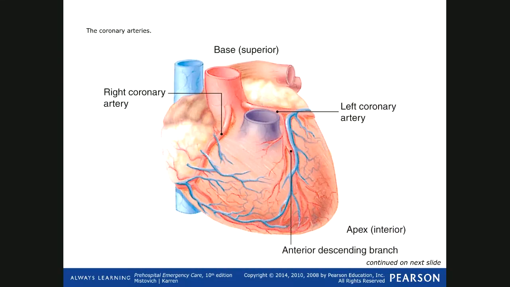Now these do branch off, like there's one that you don't see here that goes all the way around your heart, kind of like the equator. That's called the circumflex. One of the real big ones is this left coronary artery that comes down over your left ventricle. That kind of feeds your left ventricle, and that's a big issue if you have that one occluded, because you're depriving the largest, most muscular compartment of your heart of oxygenated blood.